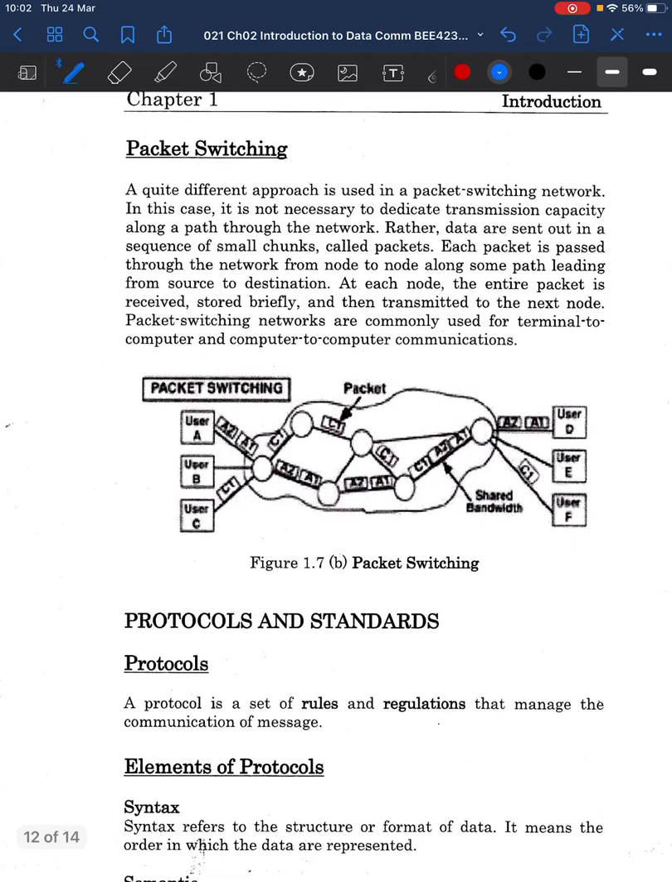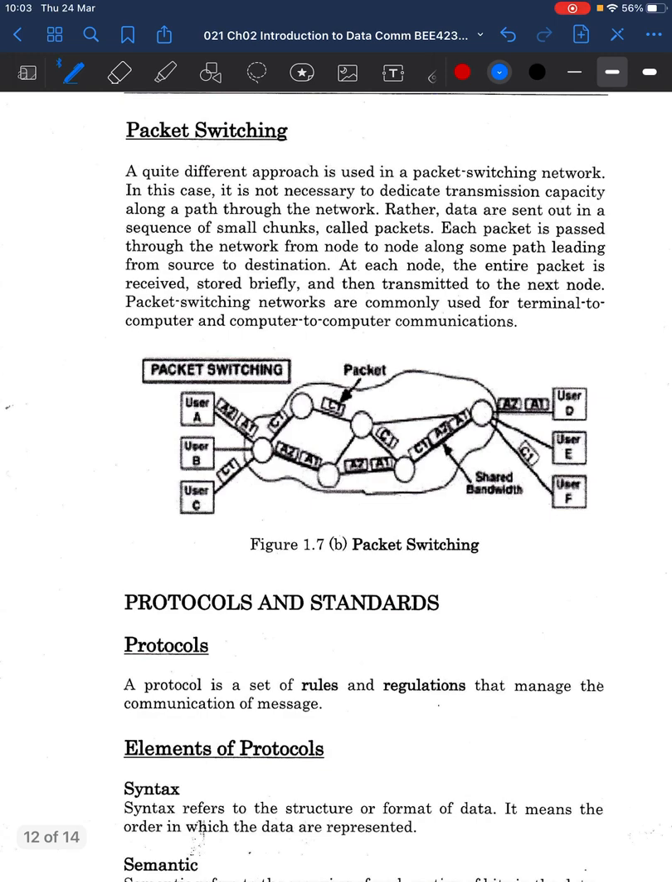The second one is packet switching. In packet switching, quite a different approach is used. In this case, it is not necessary to dedicate transmission capacity along a path through the network. Rather, data are sent out in a sequence of small chunks called packets. Each packet is passed through the network from node to node along some path leading from source to destination.